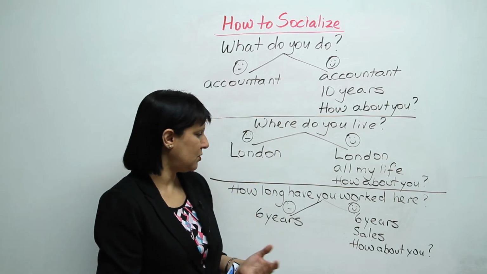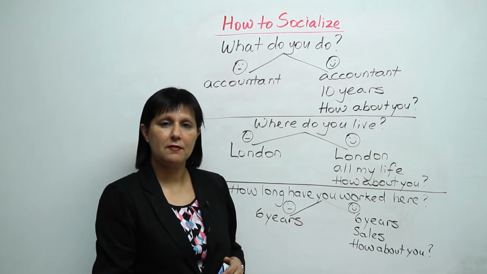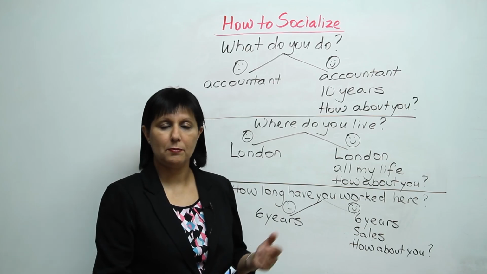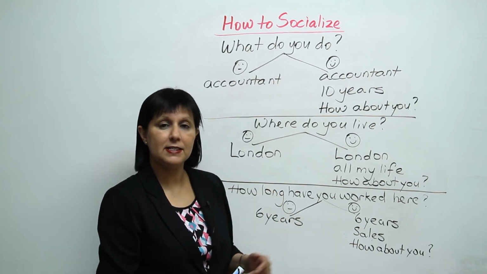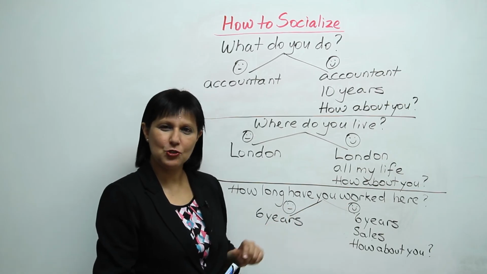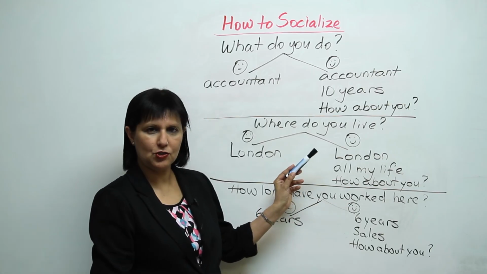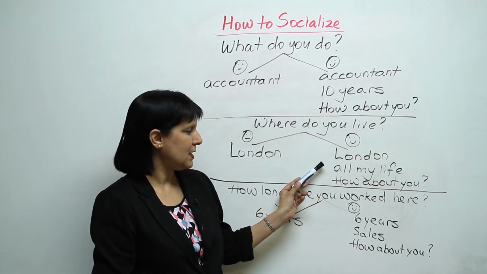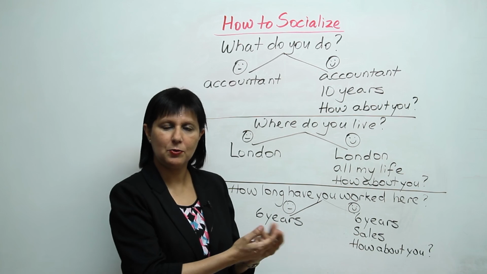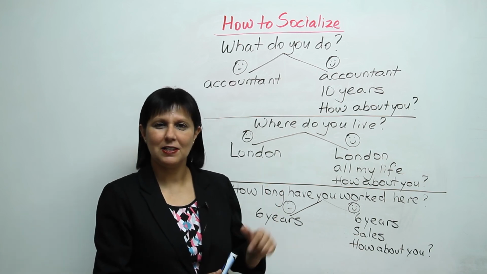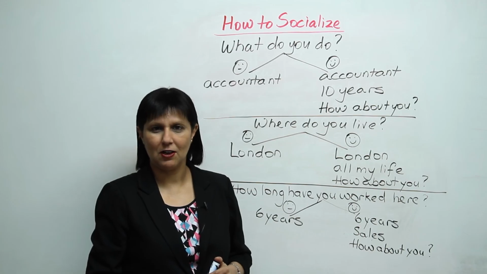Instead of that, you could say, I've been in this department for 6 years. Before that, or prior to that, I worked in sales. How about you? Okay? You see that little trick? So you answer the question, you give a little bit more information about that first answer, and then you turn it around with the simple question, how about you? Okay? In a minute, we're going to look at a few more examples of this kind.